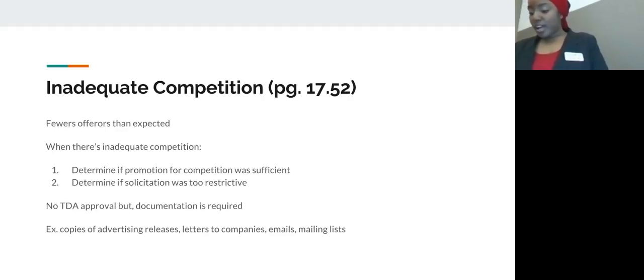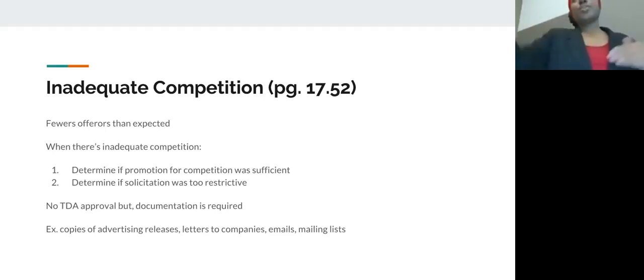Also, whenever there is inadequate competition, make sure that promotion for competition was definitely sufficient, and that it was not too restrictive, and have that backup in terms of showing your advertisement. So you may want to have that as part of your documentation. You may want to have a calendar showing the dates, once you've released that advertisement, versus the timeline, as in, okay, now there were no responses within this time frame, and I'm able to move forward along with this particular method.